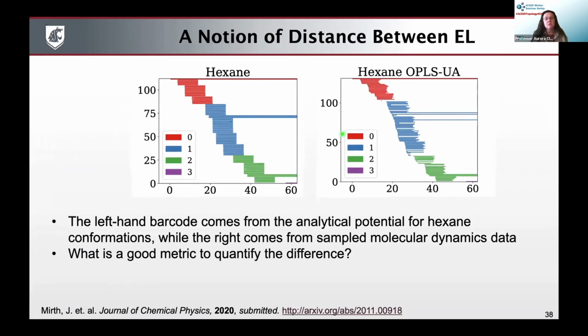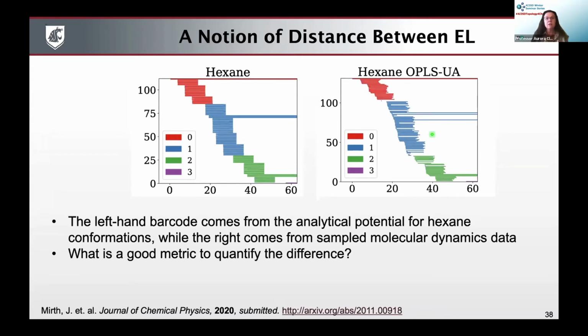There's also a concept associated with distance, which was brought up in the first talk today, which I was really grateful for. From a mathematical perspective, a distance is some function that takes two inputs, and you're trying to understand the difference between those two inputs. In this case, our inputs are sublevel set persistent barcodes. And what we have here are two sublevel set persistent barcodes for the conformational landscape of hexane. One is based upon the analytical potential for the internal conformational motion of hexane. The other is from molecular dynamic simulation.